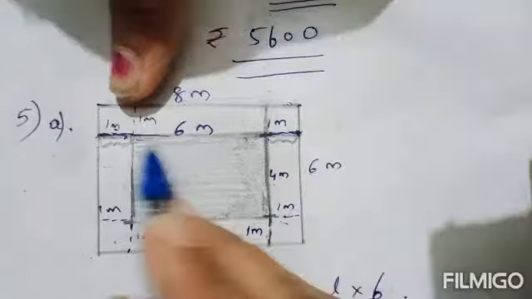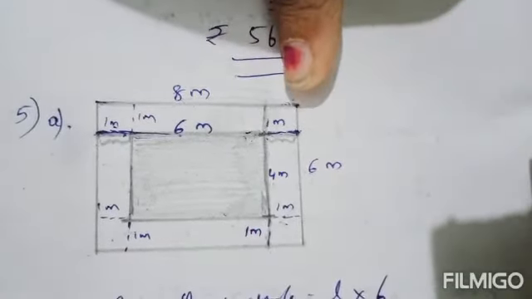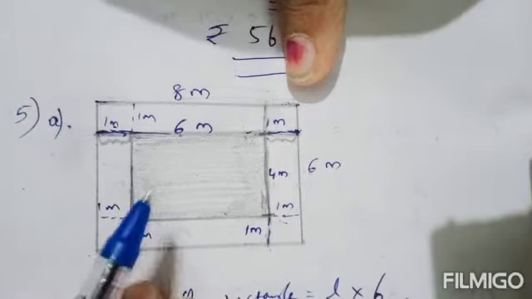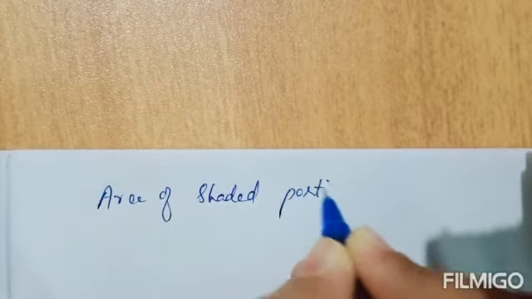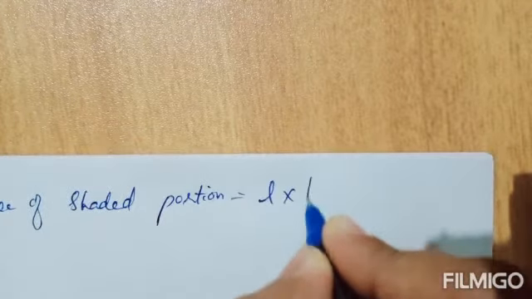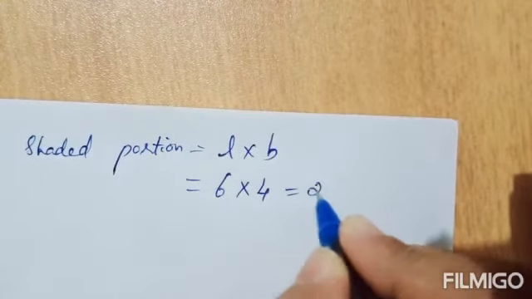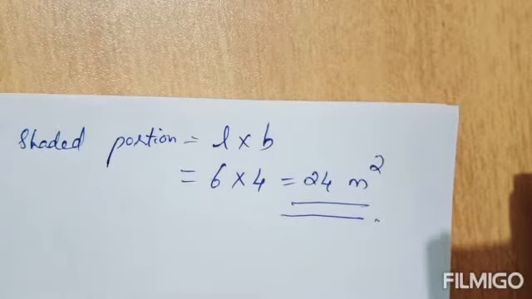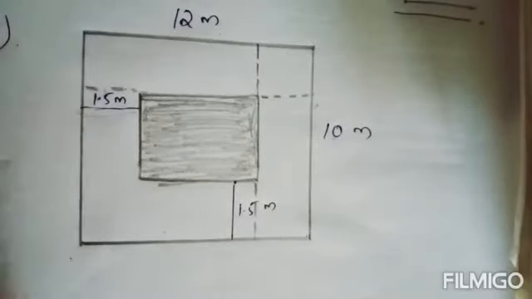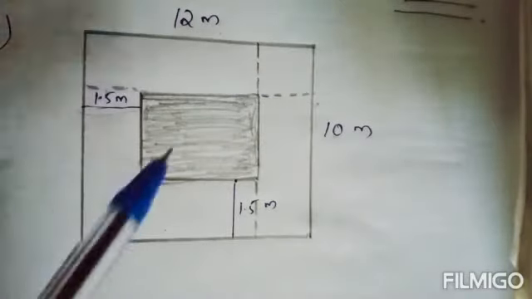Now you have the length of the inner rectangle, 6 meter, and the breadth of the inner rectangle, 4 meter. You can find the area of the inner rectangle now. Okay, so the area of the inner rectangle, or the area of the shaded portion, you can write. The area of the shaded portion is equal to length into breadth, that is length is 6 meter and breadth is 4 meter. So 6 into 4, you will get 24 meter square. This is the answer.